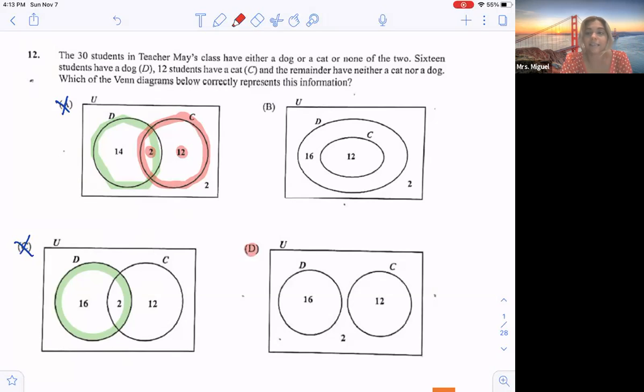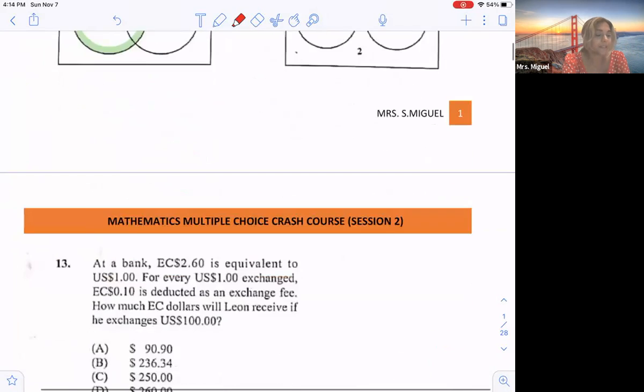The question says either or none. They didn't say everybody who owns a cat also owns a dog. That is not what they said. You either have one pet, a cat or a dog, or you don't have any, right?